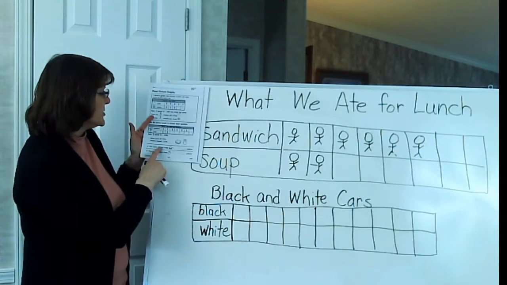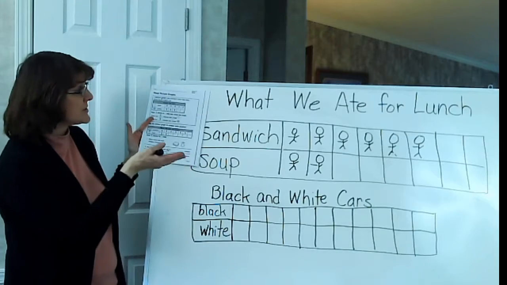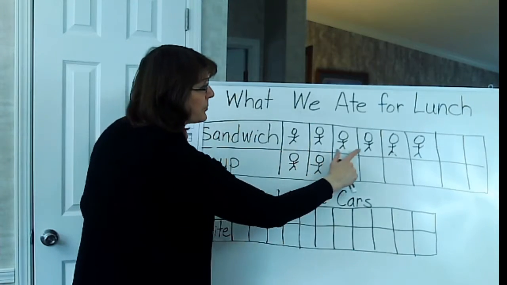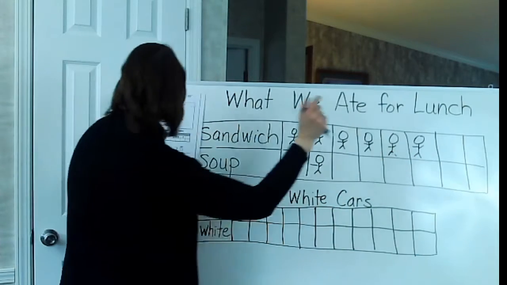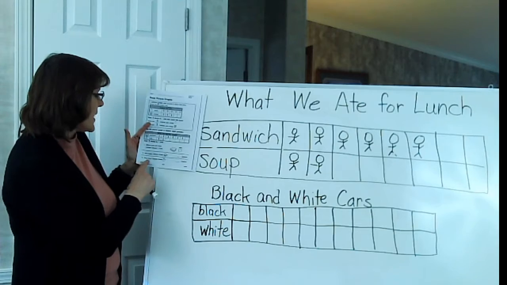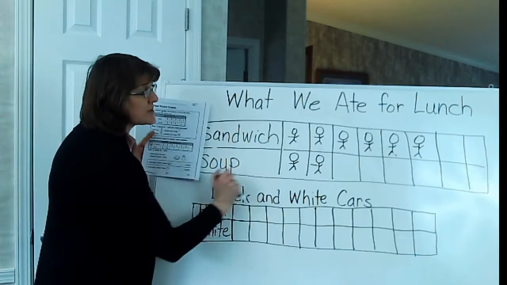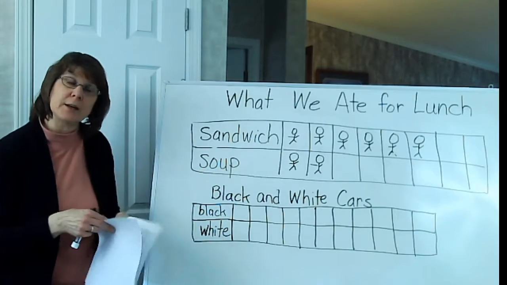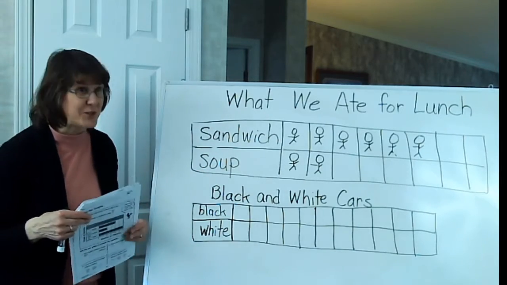Number 2, how many children chose sandwich? Now we just need to go to our graph and count that row. 1, 2, 3, 4, 5, 6 children chose to have sandwiches for lunch. And the last question, how many chose soup? We go to the soup row and we count 1, 2. So that was just a review of reading a picture graph.